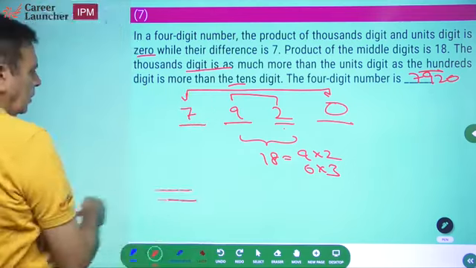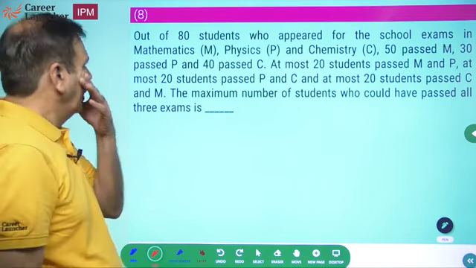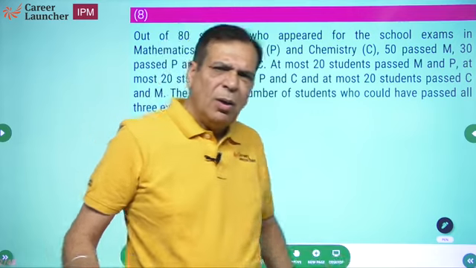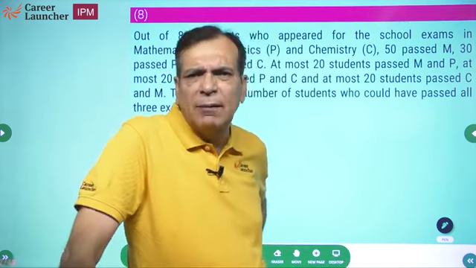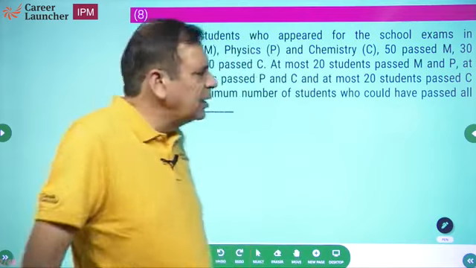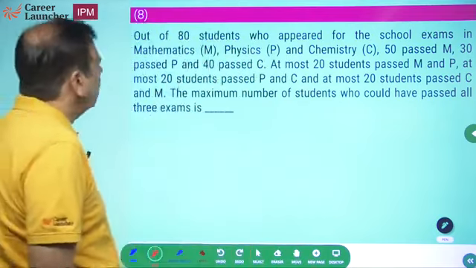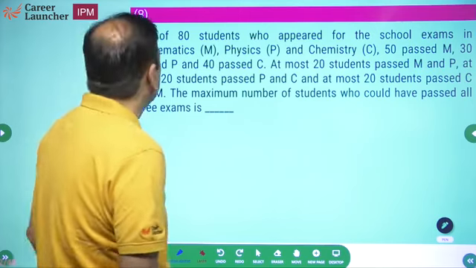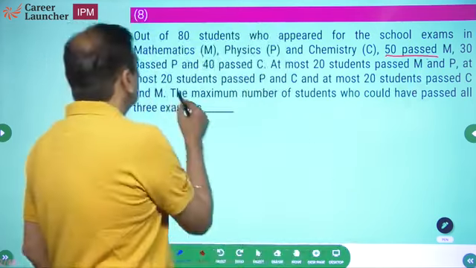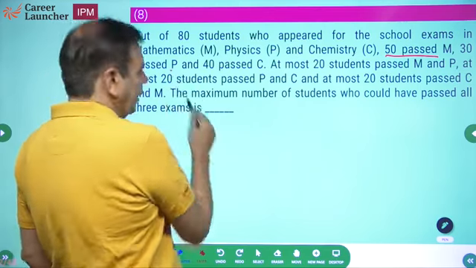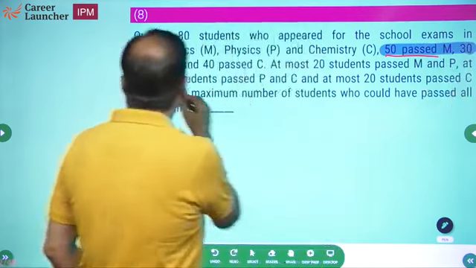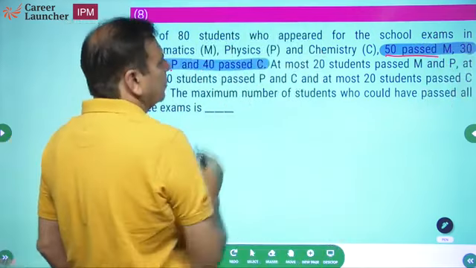Oops. Okay. Out of 80 students, ये हमेशा देखोगे, all aptitude papers, especially when it comes to IPM, they are fond of set theory. एक सवाल Venn diagram का हमेशा मिल जाता है. Of the 80 students who appeared in the school exams in mathematics, physics and chemistry, 50 passed maths, 30 passed physics and 40 passed chemistry.